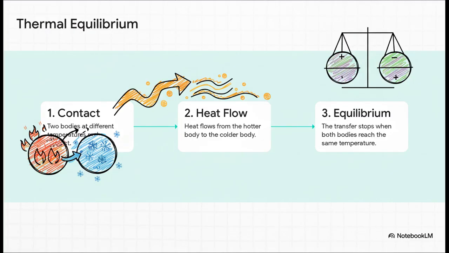If you put a hot object next to a cold one, what happens? Well, energy, in the form of heat, always flows from the hotter thing to the colder thing. And it keeps doing that until they balance out and reach the exact same temperature. When that happens, we say they're in thermal equilibrium.